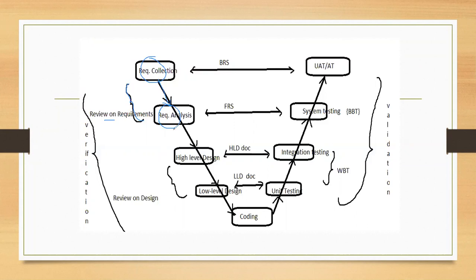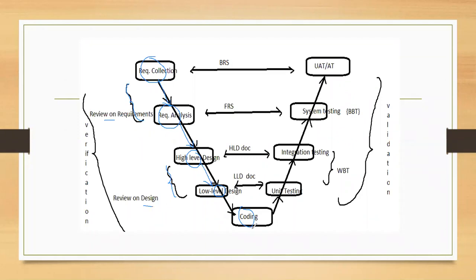In the same way, once requirements analysis is completed, next is design. But in this V model, design is divided into two levels. One is high level design, the other one is low level design. Once the design is completed, before going to coding, based on the design, they should again go for a review of the design documents.